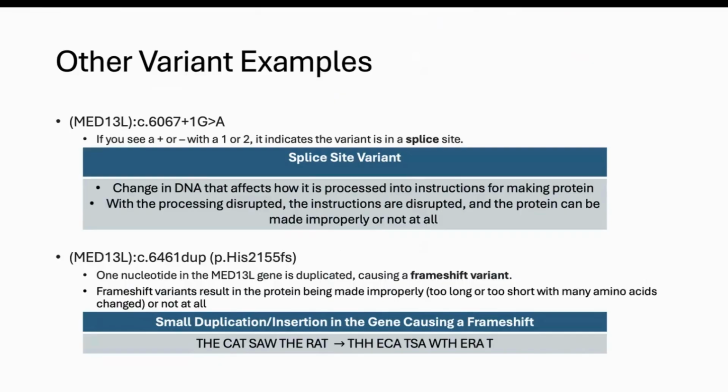With the second variant, one nucleotide in the MED13L gene is duplicated, causing a frameshift variant. Frameshift variants result in the protein being made improperly, so too long or too short with many amino acids changed, or not at all.